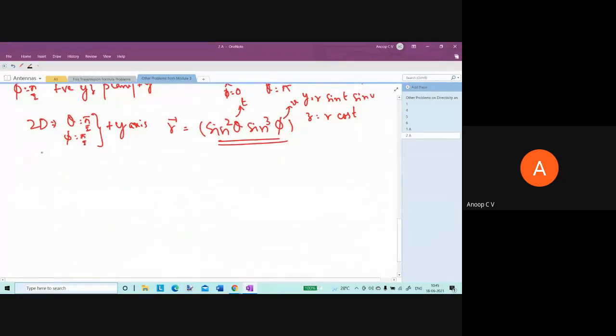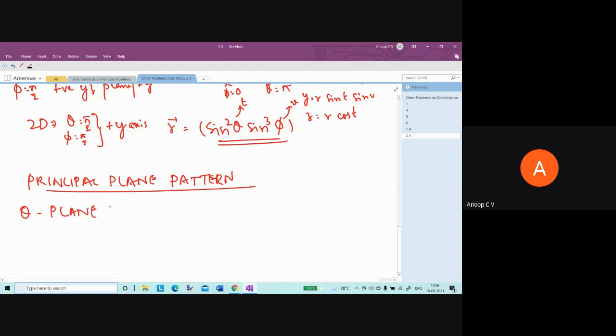So I'll draw the principal plane pattern. Theta plane is nothing but what? It is the yz plane, which implies phi equal to pi by 2. In the theta plane, that is the yz plane, phi equal to pi by 2.